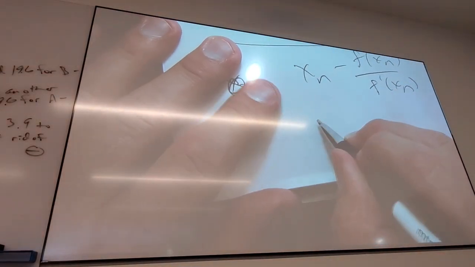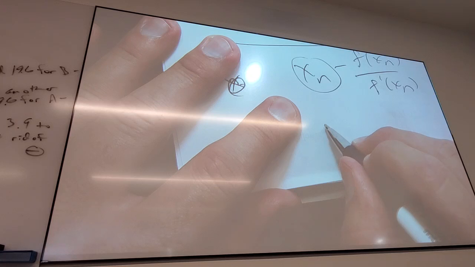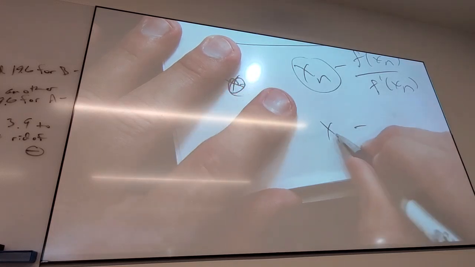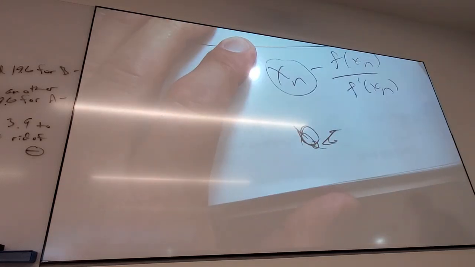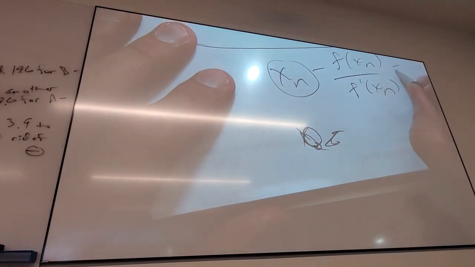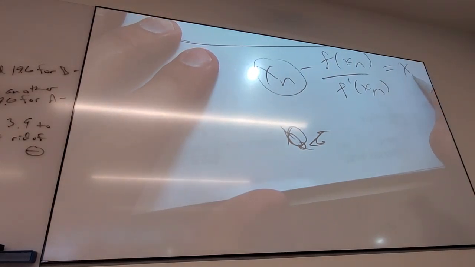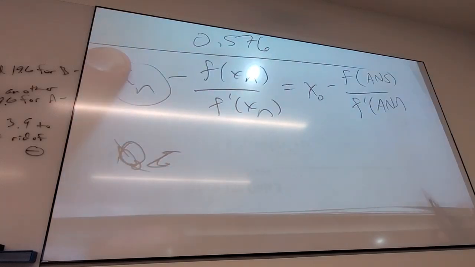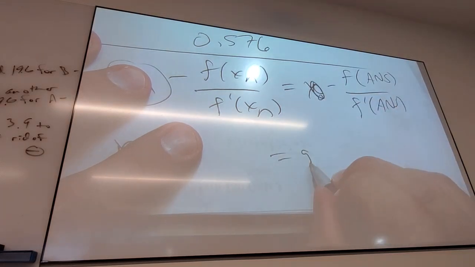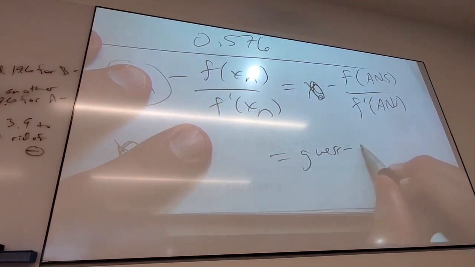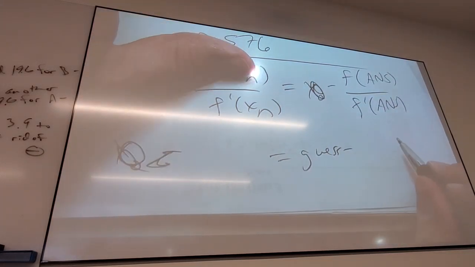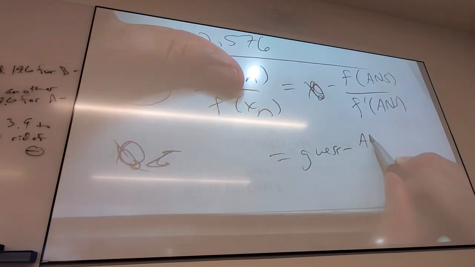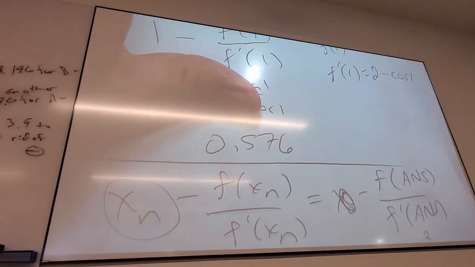So here's how I write this. This will be our guess. I want to set this up first. I'm going to say guess minus f of answer divided by f prime of answer. In this case, it would be guess minus, f was x squared minus sine x, so it'd be answer squared minus sine answer.